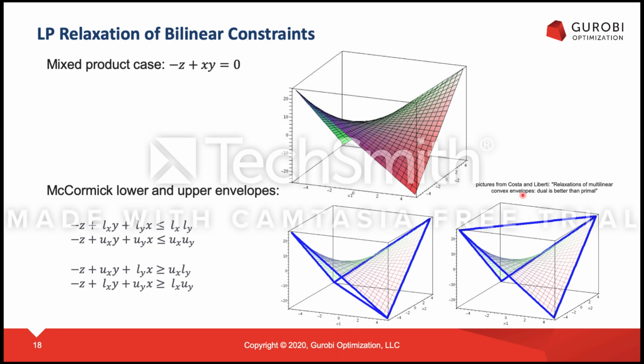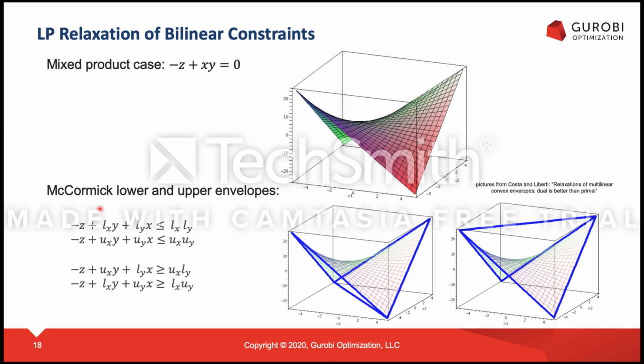Now let's look at the mixed product case. And now the notation gets a little bit more complicated, and the pictures get a little bit more complicated, but it's still pretty easy to see what's going on. So this is the feasible region of the bilinear constraint minus z plus x times y equals 0. And what we do here is we add to the LP relaxation lower and upper envelopes of the surface. So if we add all these constraints, we get a linear relaxation of the problem, which of course includes a lot of infeasible points for this quadratic equation.